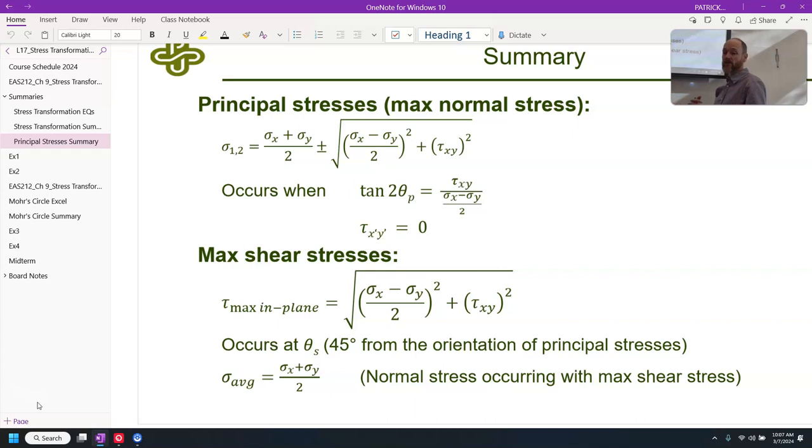Often the critical thing is just to determine that value. If you want to know the rotated angle at which that occurs, which might help you predict the failure plane that we saw on that beam, then you can solve for that, solving the tangent of 2 theta p.